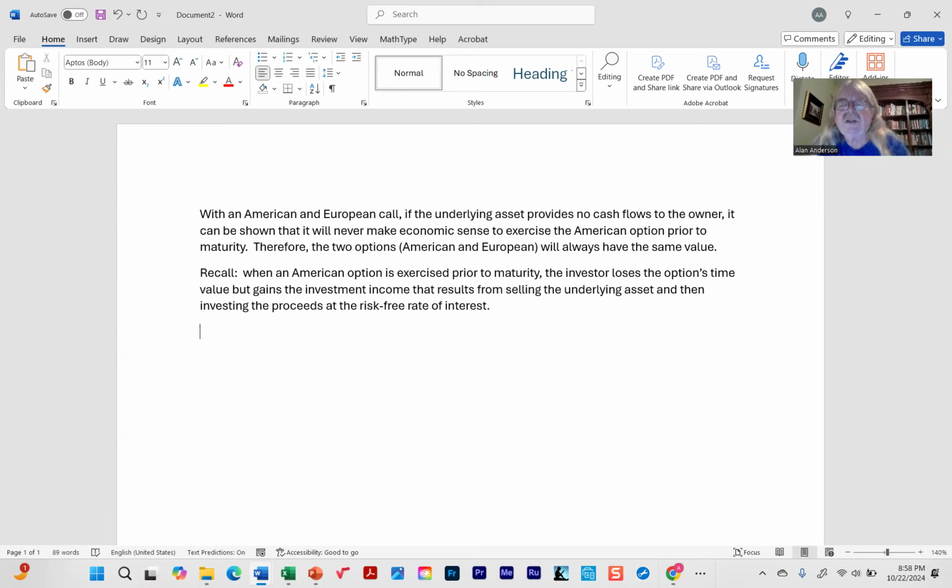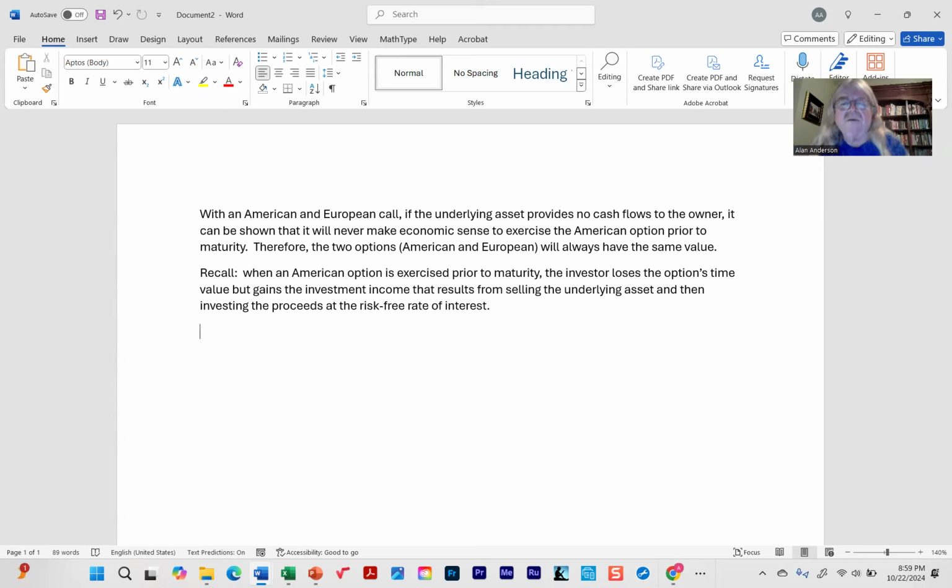So in other words, when you exercise it early, you lose all the time value, but what happens is you now have an asset in your hands that you can sell right away and use that to invest in, let's say, a treasury bill. And so if you look at how much you'll gain by doing that up until the maturity date of the option, we can show that it will never exceed the time value that was lost by exercising early.